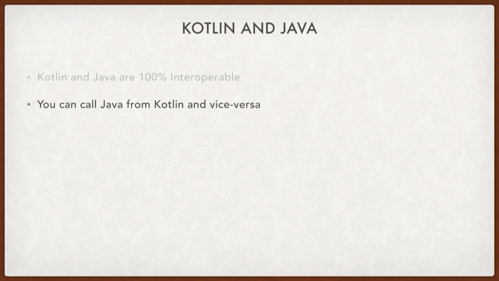Now, in terms of Kotlin and Java, as I mentioned, one of the goals was for them to be 100% interoperable, and they are. We'll see this in the segment around interoperability. The good thing about this is that you can call Java from Kotlin and vice versa. I can have a Java class that calls a Kotlin class, and a Kotlin class that calls a Java class. So you can mix and match Java and Kotlin in your projects as you see fit. You can also use, obviously, Java libraries and frameworks.